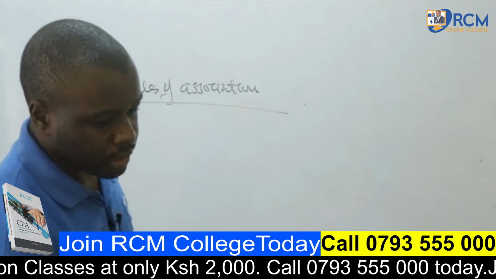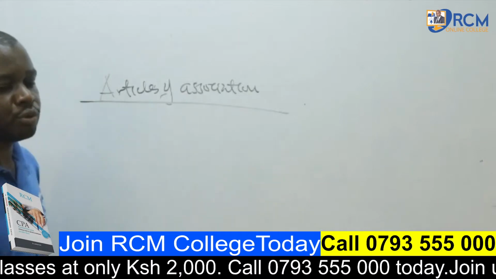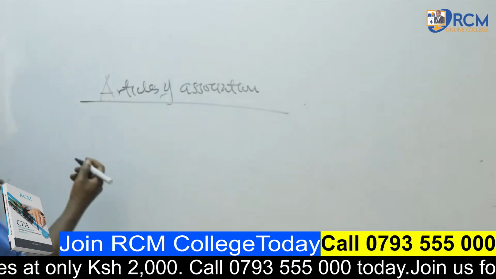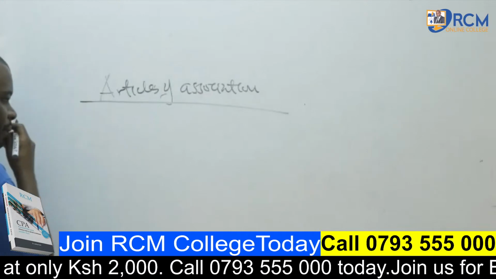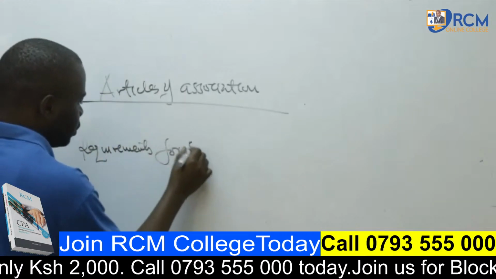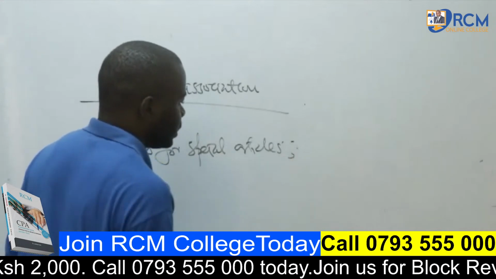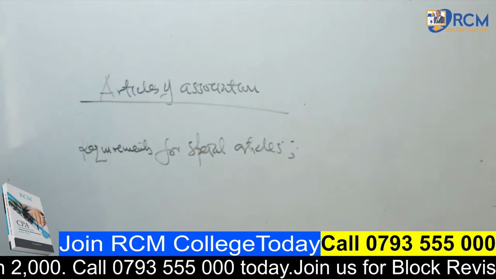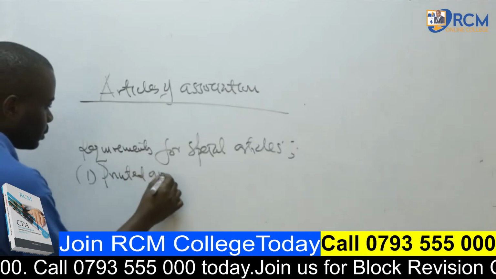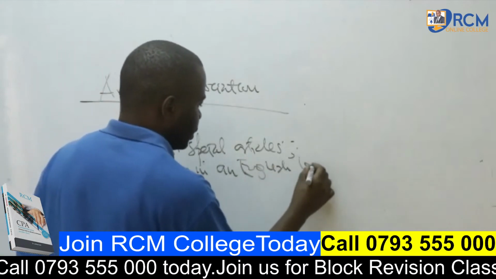So we said that when you are registering the company, there's the option either to prepare your own articles or basically use the model articles of association under the Companies Act. If special articles are being prepared, what are the requirements? If you are preparing your own articles, the requirements will be that these articles should be printed and be in the English language.